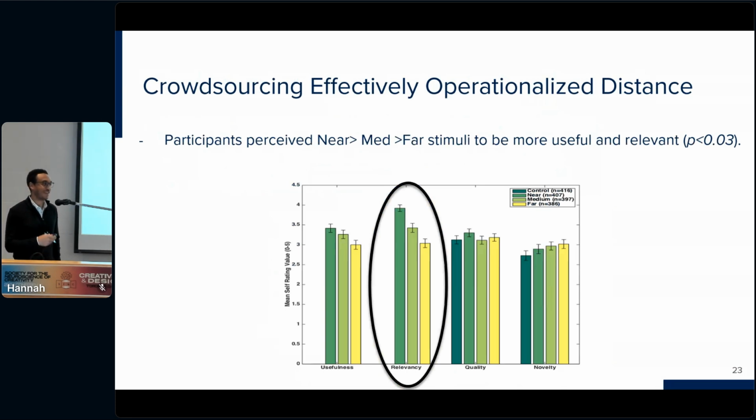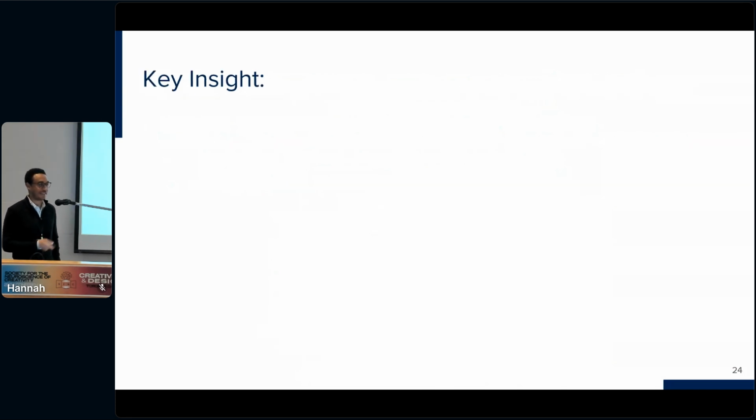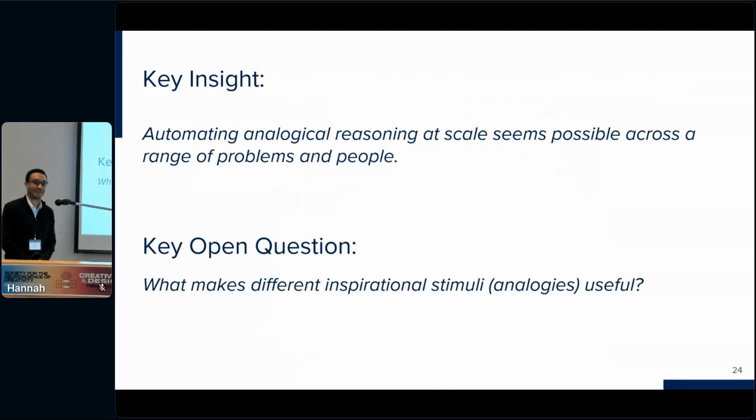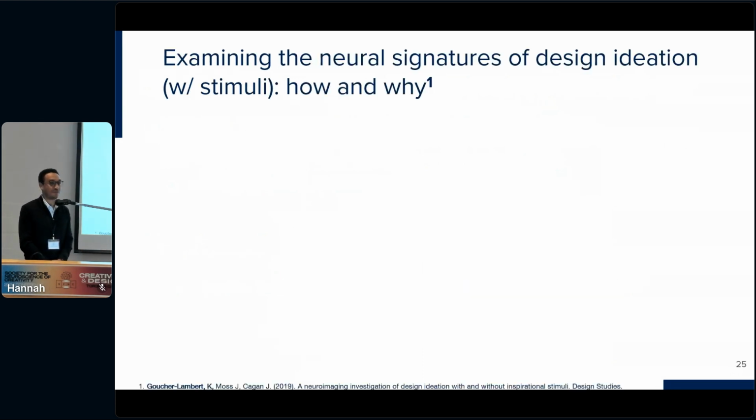Okay, so we had lots of questions, but I just want to highlight one key insight from this work and one key open question. So in terms of key insights, we found that automating analogical reasoning at scale seems possible across a wide range of problems and people. The key open question that it left us, and for me as a researcher, was what makes this useful in the first place? And so that was my first foray into your community, into neuroimaging, investigating the neural signatures of design ideation with these stimuli that I just talked about.